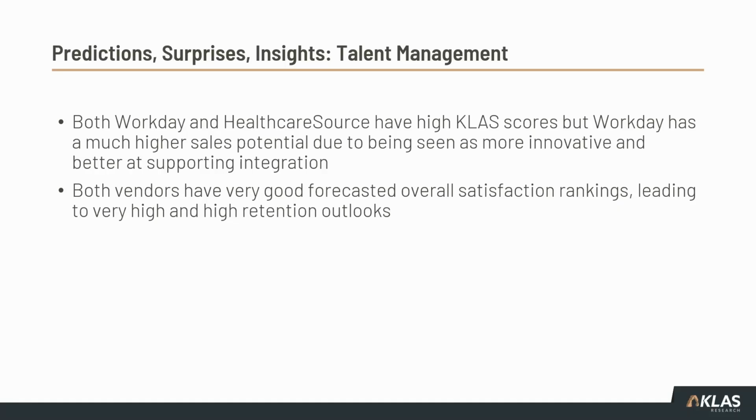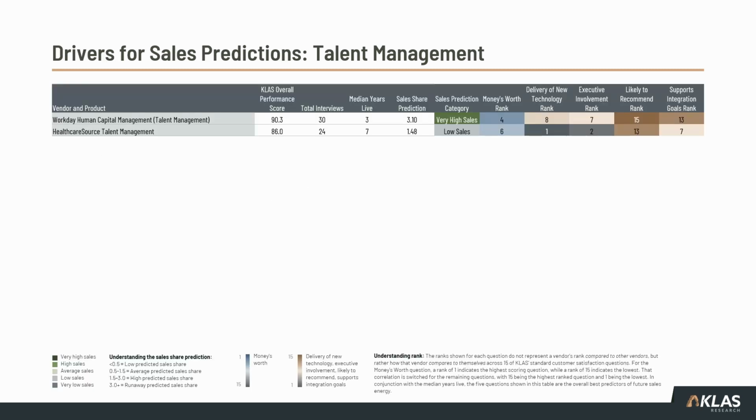So what is Class predicting in terms of the future sales and retention for these vendors? So what we're really seeing here is that Workday and Healthcare Source have really high scores, but Workday has a higher sales potential, often due to their really strong integration scores. And both of these vendors have high overall satisfaction ratings.